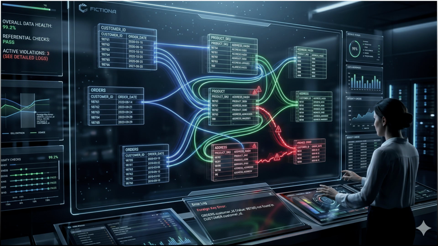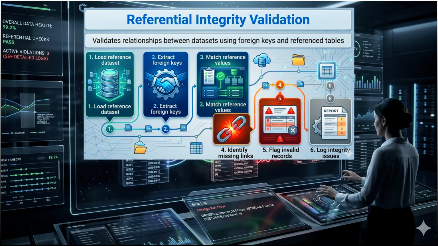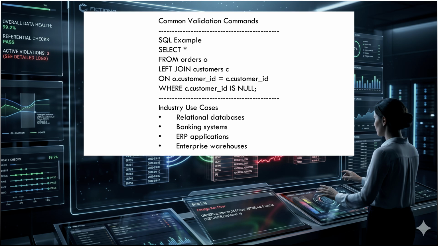Next, we have referential integrity. This validation ensures relationships between tables remain valid. For example, if you have two tables, customer and order, the order table should contain a customer ID. If a customer record is missing, then the relationship between the order and customer tables becomes invalid. So referential integrity validation ensures that relationships between datasets remain trustworthy. This is one of the most important validations in relational databases and enterprise data warehouses. Without referential integrity, analytics and business operations can become unreliable due to orphan or missing records.